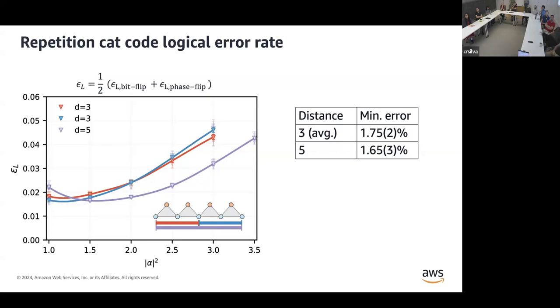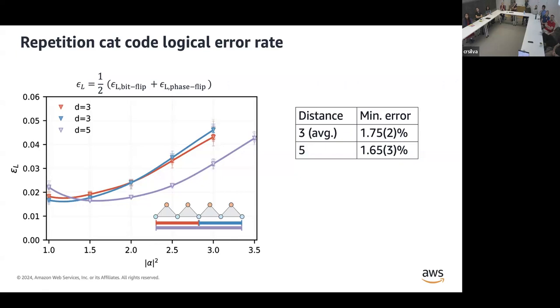And of course, we can vary alpha square, right? So we vary alpha square over this range from 1 to 3.5. We look at the logical error rate. We should always choose the alpha square that gives the best logical error rate, right? That's the optimal point. Then it's all around 1.5 mean photon number. And then we found that for the distance 3, the average was around 1.75% logical error rates for these logical qubits.